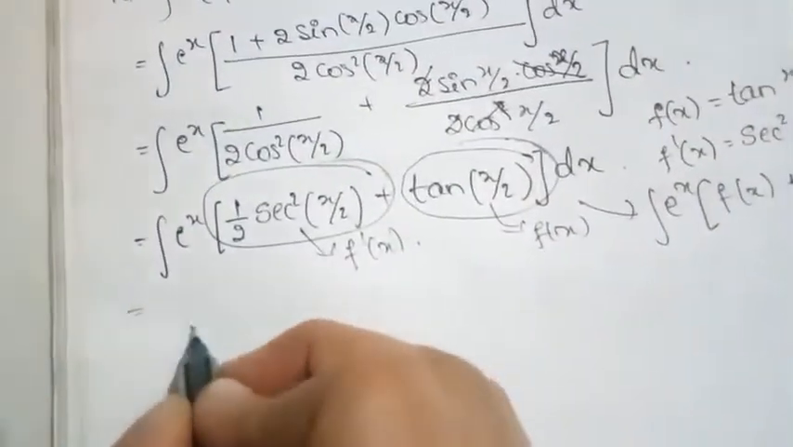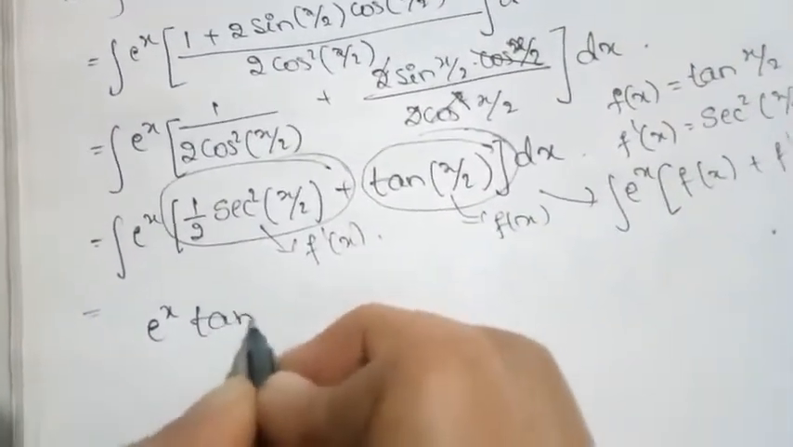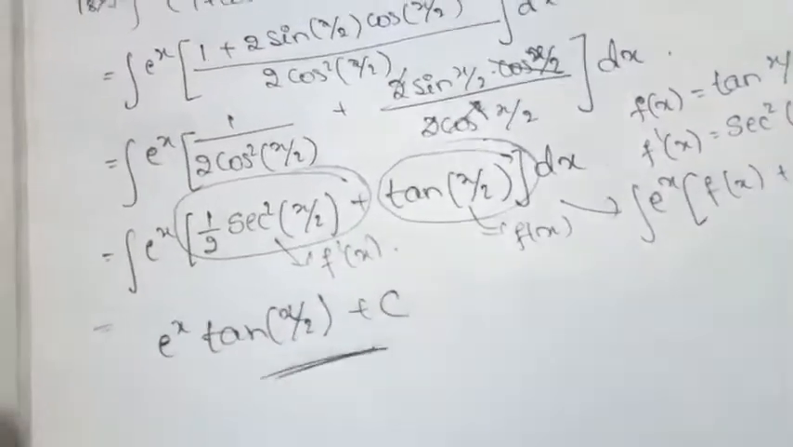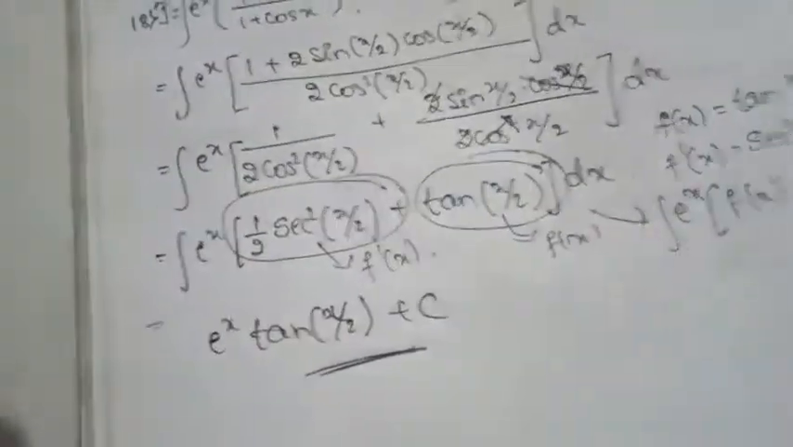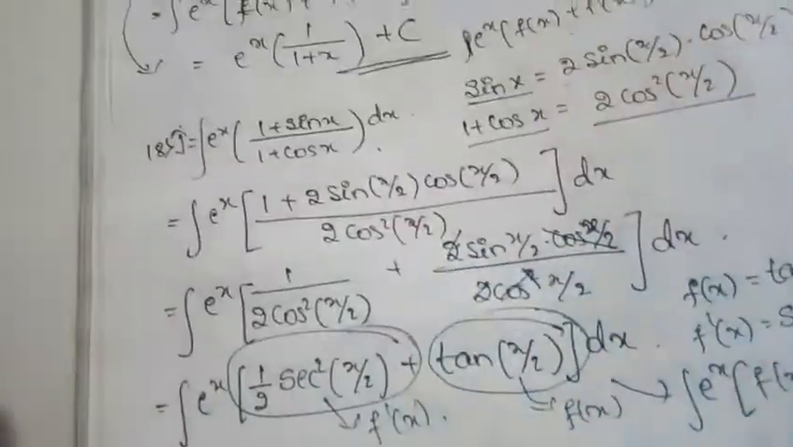So now what happens? The integral of this one is e^x into f(x). What is f(x)? That is tan(x/2) plus c. So this is the integral of the given question. So this is how we are going to think before solving the question: in which form is it?